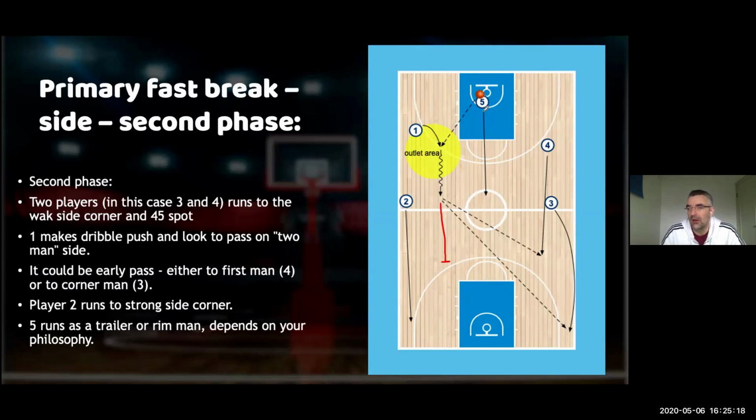Now, player 5 could run up to here or all the way down. It depends. We are talking about kids now, so let them teach to do both. Teach them to do both. Depends how fast they are. If they are not that fast, then it's a different thing.